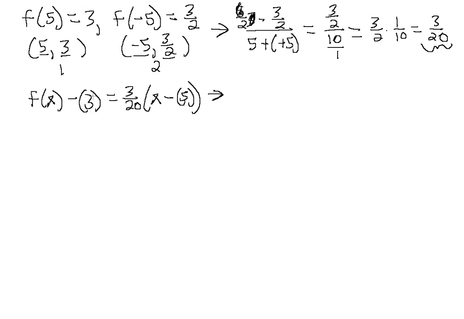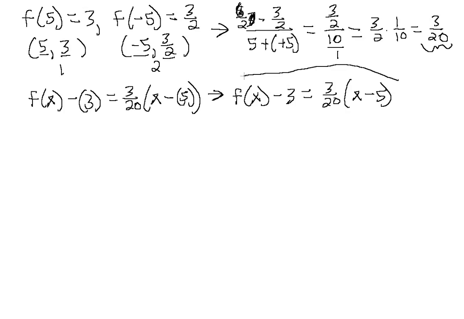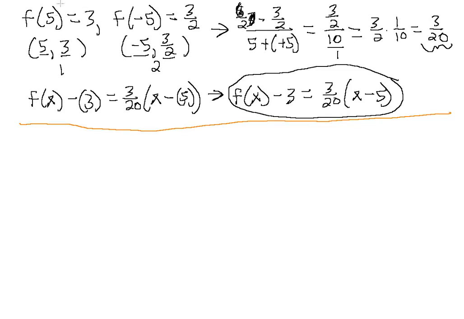Always write what we're substituting into our function in parentheses, and then we can evaluate the parentheses in the next step. F of x minus, this is just 3, equals 3 over 20 times x minus 5. And that is our linear function in point-slope form. Okay, so we should be very familiar with this because we did quite a few of these in point-slope form when we're given 2 points. We just need to realize that our functional evaluations are in fact 2 points. So let's do a few more of these.